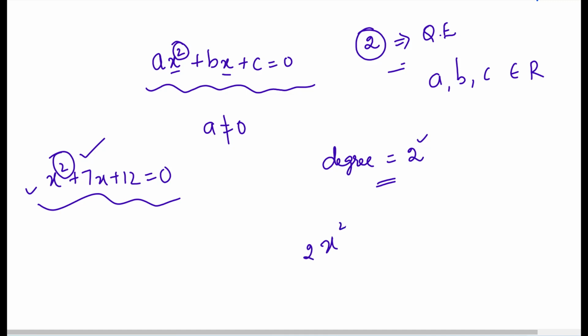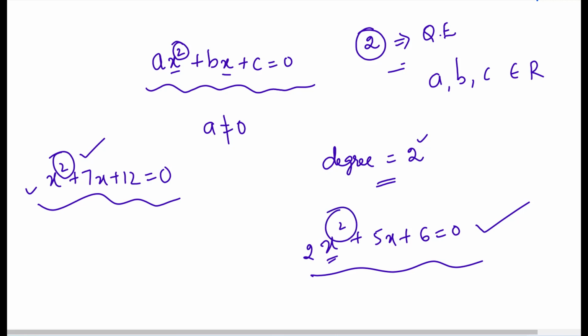x square plus 5x plus 6 equals 0. Is it a quadratic equation? Yes, it is a quadratic equation because for variable x the highest power is 2. Let me give one more example. 5x square plus 8x plus 1 equals 0. Is it a quadratic equation? Yes, because the variable is x and the highest power of the variable x is 2. That means it is a quadratic equation.